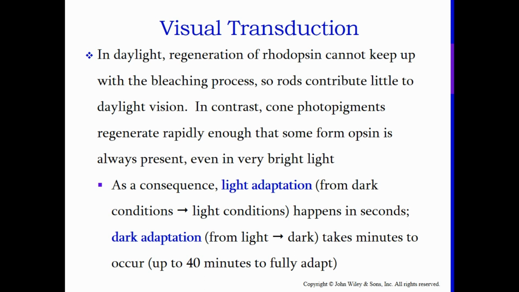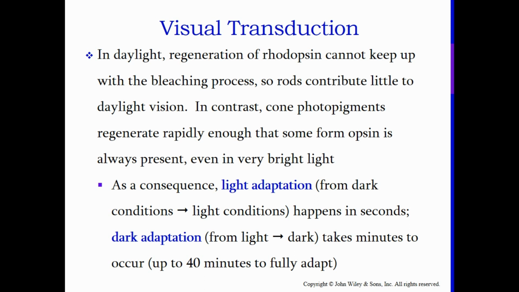In daylight, regeneration of rhodopsin cannot keep up with the bleaching process, so rods contribute little to daylight vision. In contrast, cone photopigments regenerate rapidly enough that some form of opsin is always present, even in very bright light. So if you've ever walked out of the sunlight into a dark room, you've experienced this.